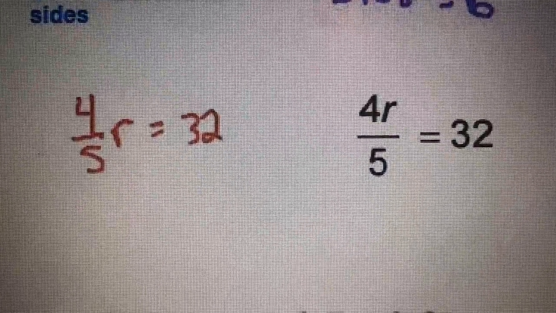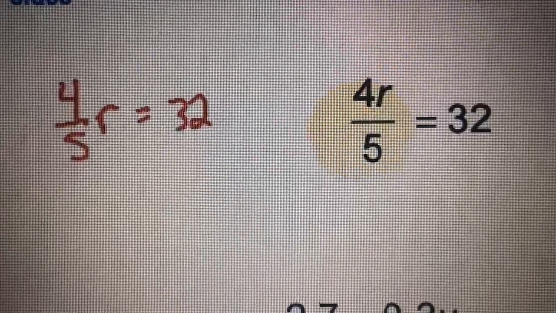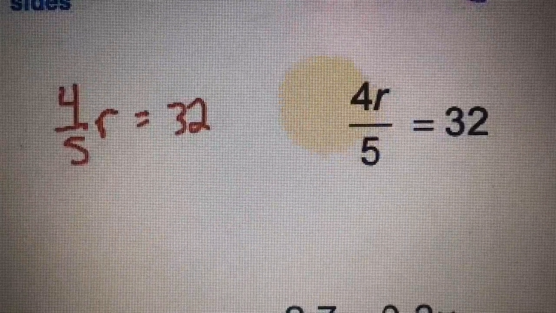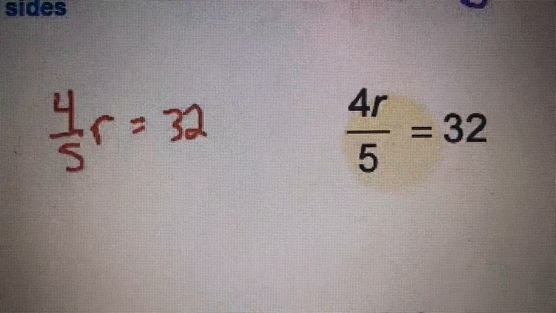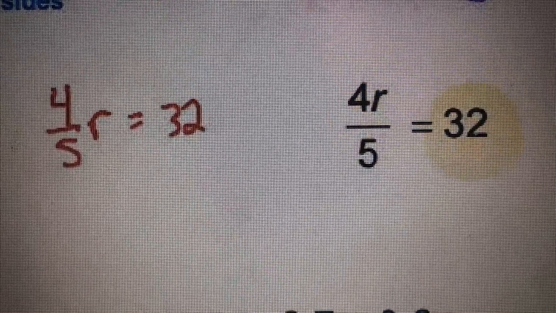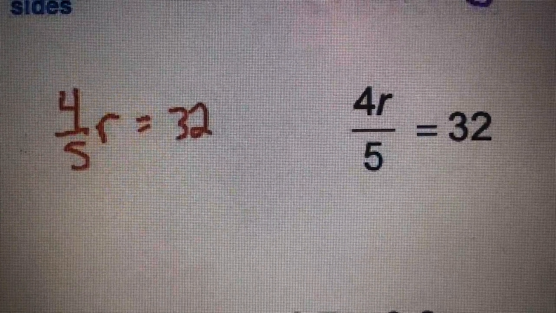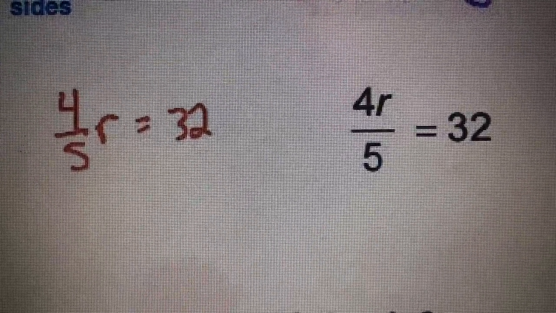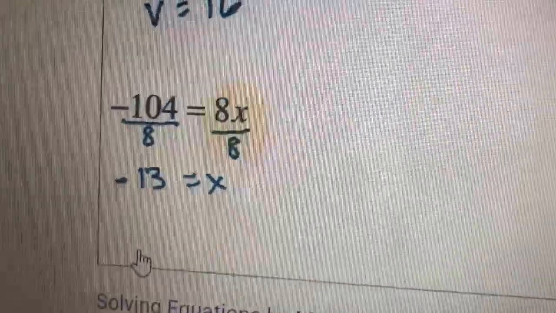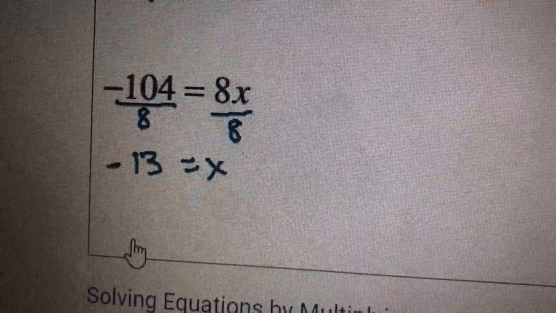Okay, so that being the case, there's a couple ways I could approach this. First of all, I could say 4r is being divided by 5. I want to get rid of that first, so multiply by 5 on both sides. Then I'd have 4r is equal to 32 times 5, that number. Then I could divide by 4. But rather than that, let's take a look at how we could get rid of this fraction all at once. Well, when we were over here, it's multiplication. We divided to get that variable by itself, so we could divide by 4/5.